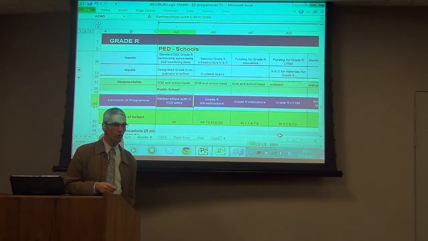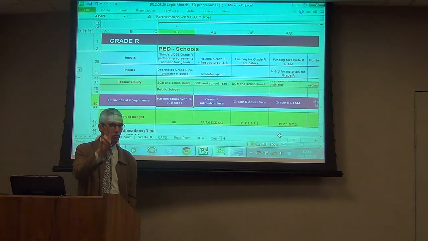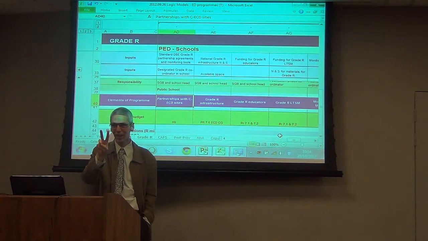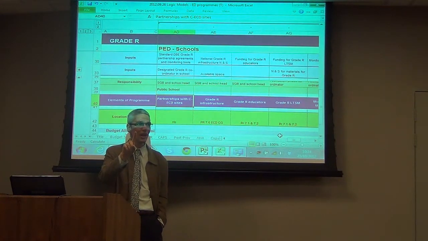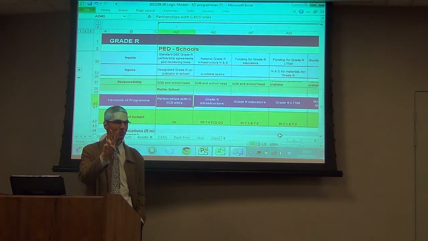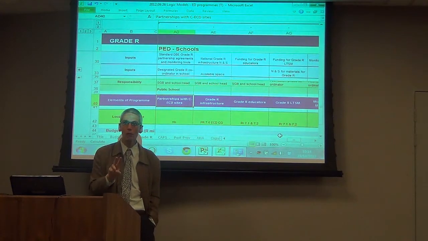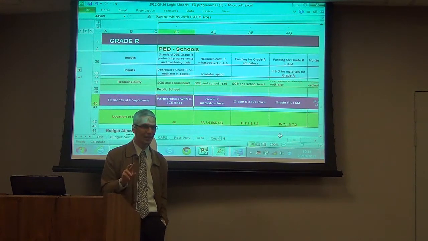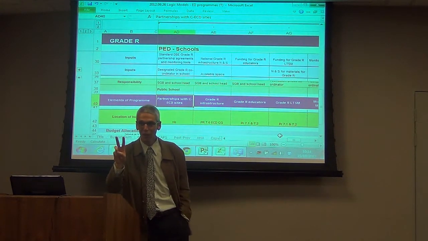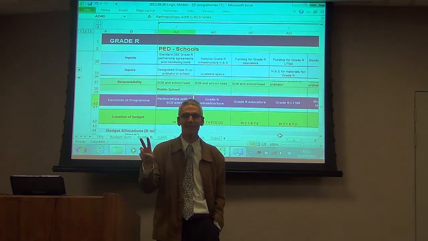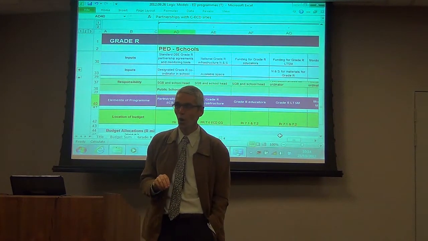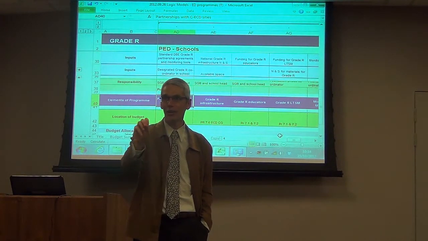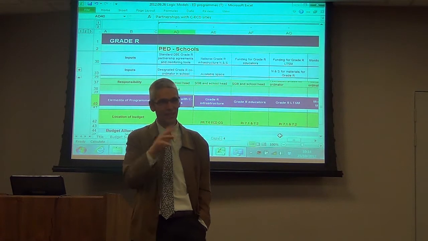The first thing we need to know is that there are two models for the delivery of grade R. There's a school-based model and there's a community-based model. Now, when we talk about universal access to grade R, what do we mean, given these two models? Do we mean that everybody must have access at a school, or must everybody have access to a grade R facility? It's the latter.